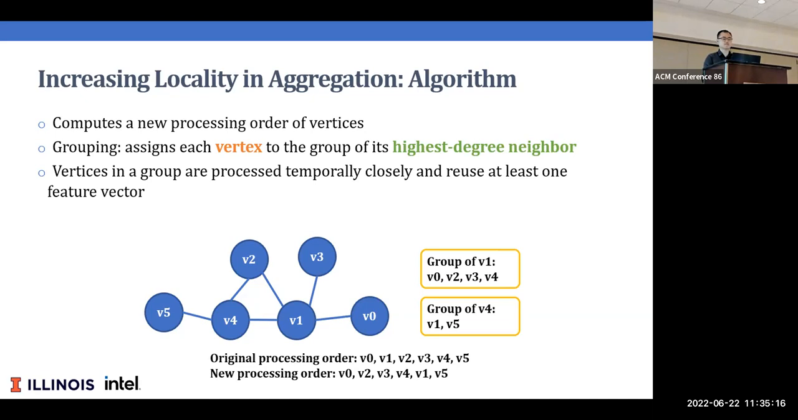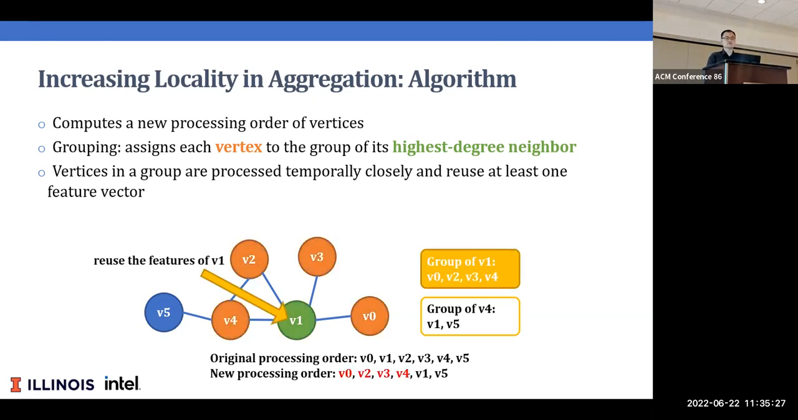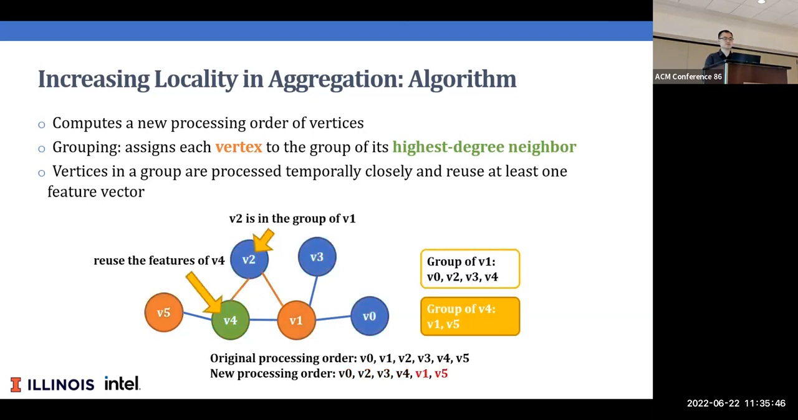And here is the outcome of the algorithm on a toy example. The original processing order here is from V0 to V5 in sequence. In the new processing order, the first group consists of V0, V2, V3, and V4. They all fetch V1's features during the aggregation, and we expect these to remain in the cache during the processing of these four vertices. The second group has V1 and V5. They both fetch V4's features during the aggregation. Note that V2 connects to both V1 and V4. Because V1 has a higher degree than V4, the greedy algorithm assigns V2 to the group of V1. In the end, the new processing order contains temporal reuse of both V1 and V4's features.